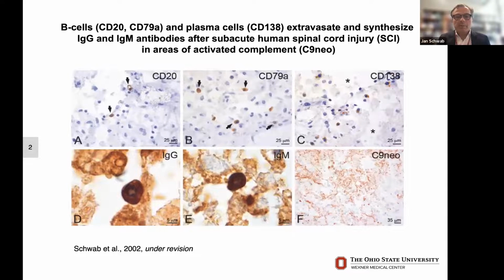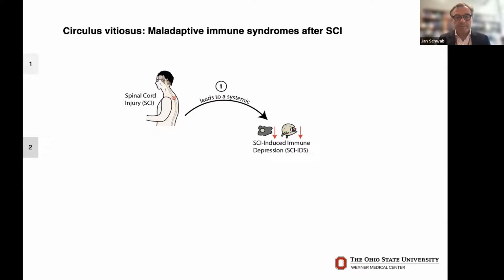So very brief, yes, we see also in human spinal cord injury, B cells and plasma cells accumulating mostly during the post-acute phase, and these cells produce IgG and IgM antibodies. These cells also co-localize to areas of activated complement deposition as illustrated here. So very much matching what has been shown in animals earlier. So let me summarize briefly.